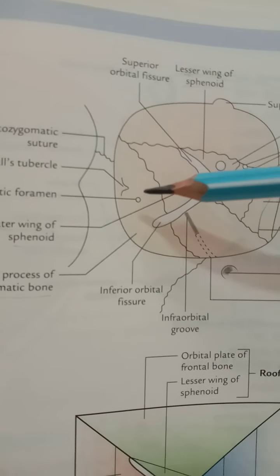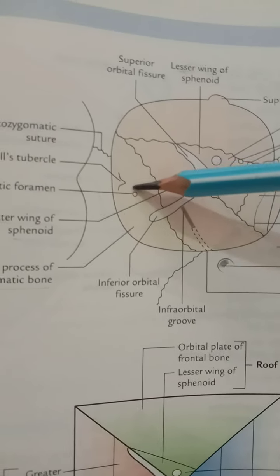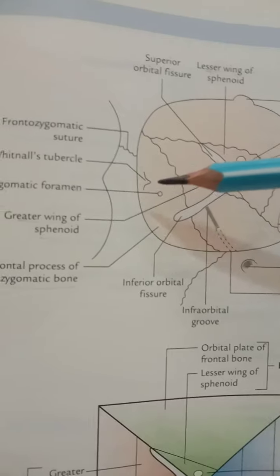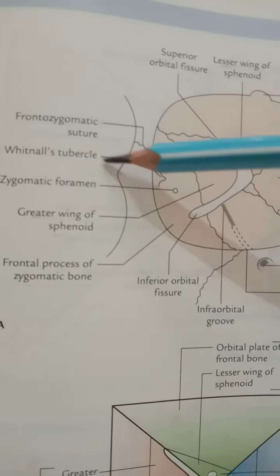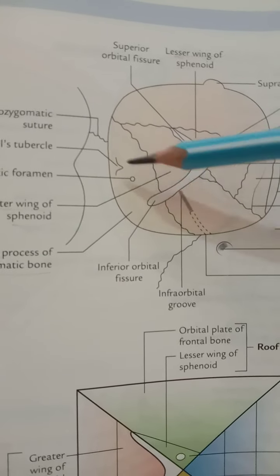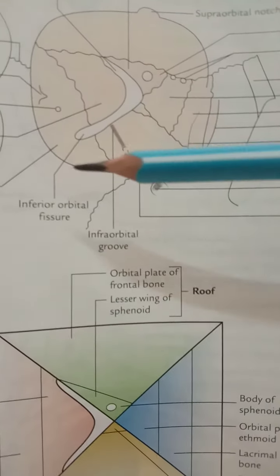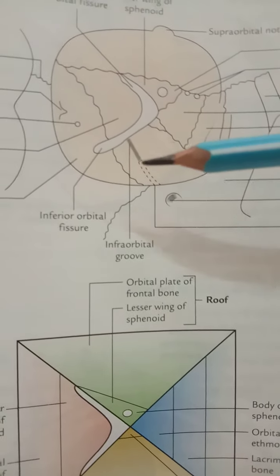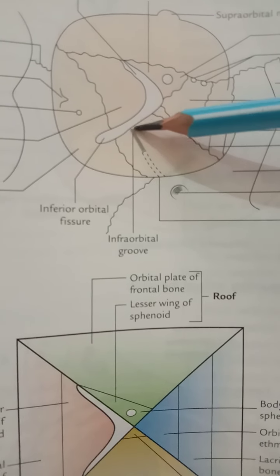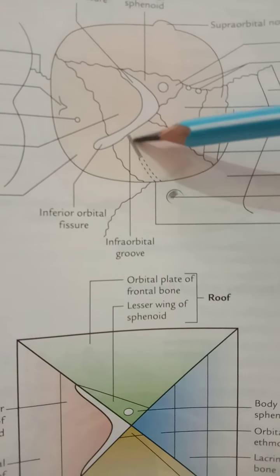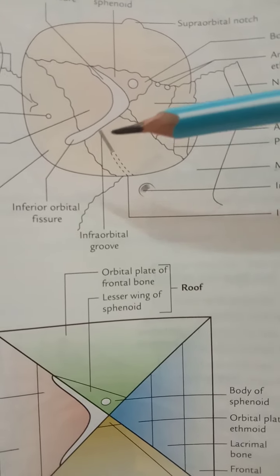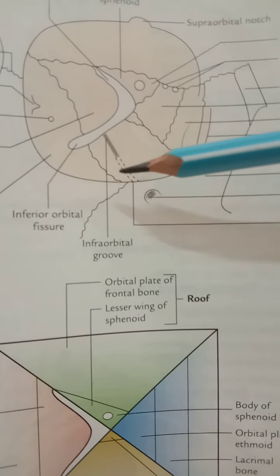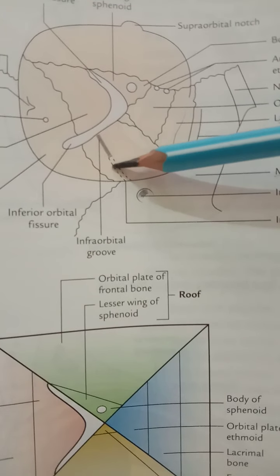Then just above and on the lateral side there is a tubercle, that is called the Whitnall's tubercle. So this one. Then the floor, so this one, the infraorbital groove is present. Then the small rough impression at the anteromedial angle is for the origin of the inferior oblique muscle, so this one.